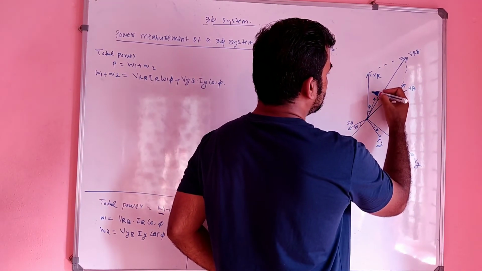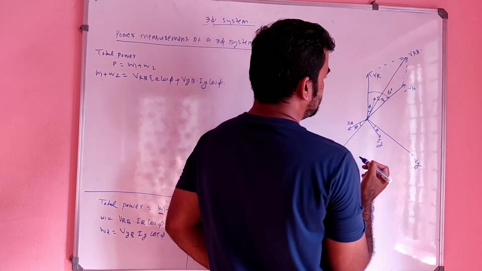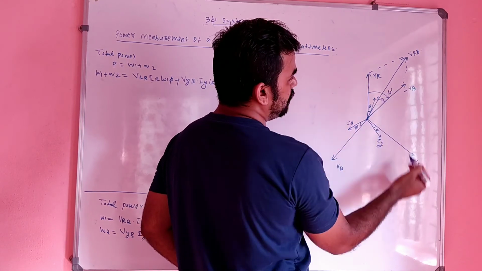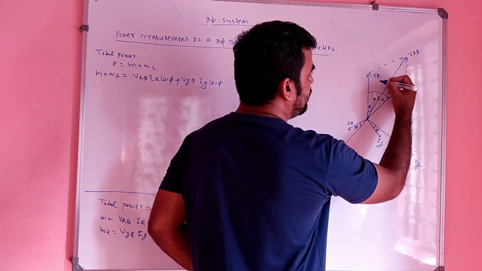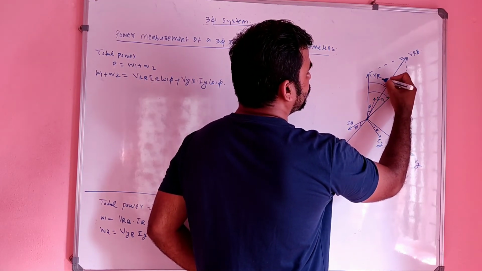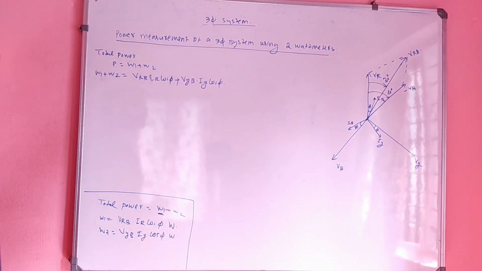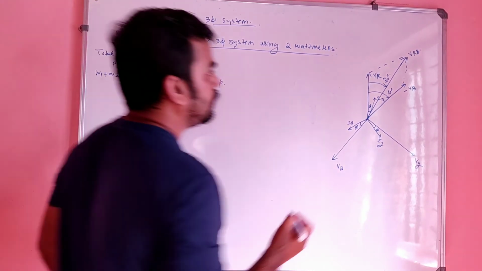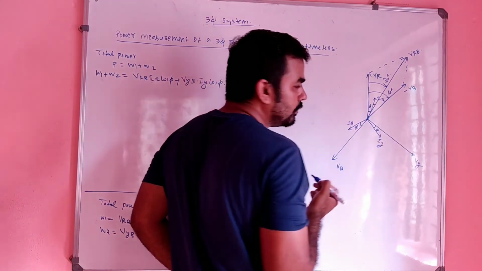And you know this is of course 60 degree, right? Correct or wrong? Because between R and Y it is 120, so in between, this VB, it is 60 degree. And this will be what, beta? 30 degree, correct, 30 degree. So what is the angle between VRB and IR? Only this angle we need, this angle.